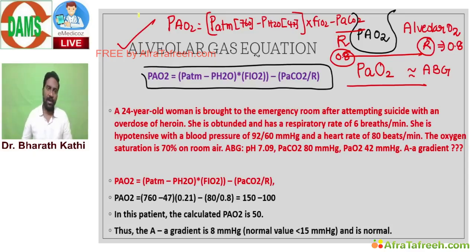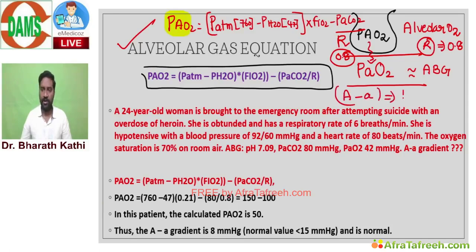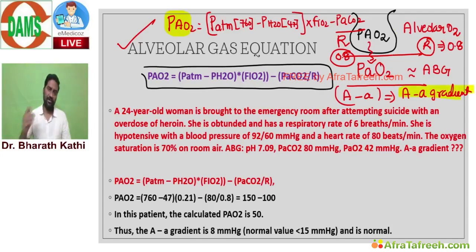Now how to calculate alveolar oxygen? And always between alveolar oxygen and arterial oxygen there is a difference. This difference between alveolar oxygen and arterial oxygen is called the alveolar arterial gradient.